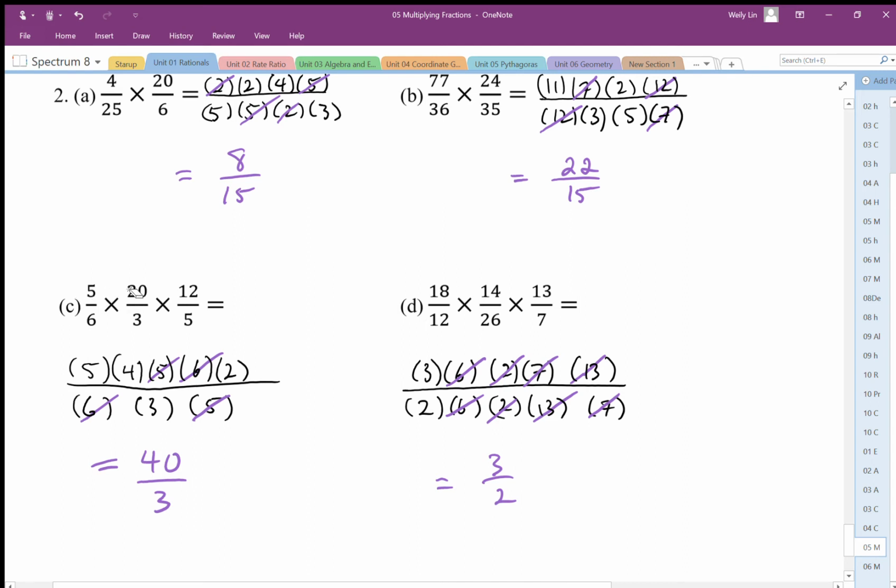So 5, 20, I need to generate a factor of 5 on bottom, so I use 4 times 5. I need a factor of 6 on bottom here, so I use 6 times 2. And then we can just simplify. Okay, times 6 divide 6, times 5 divide 5, and we have these 3 factors left over, which gives us 40 on top and 3 on bottom. Okay, and the last one's the same thing.